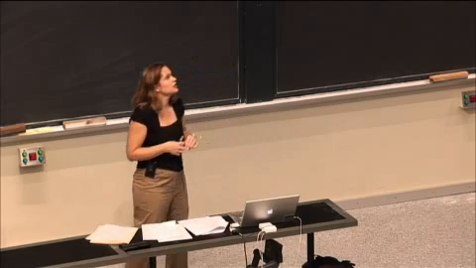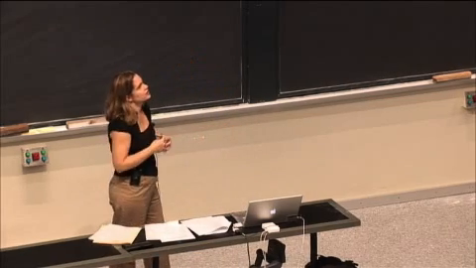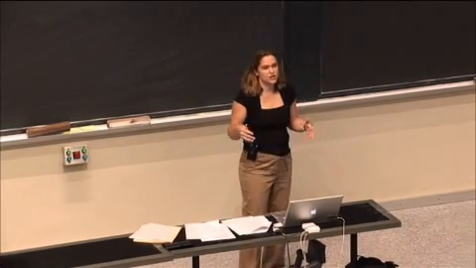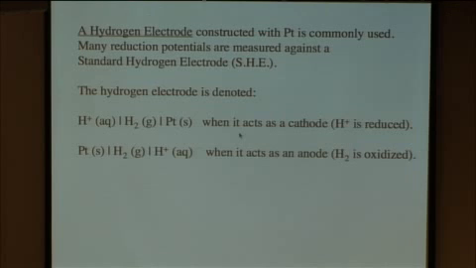Another example of an electrode is a hydrogen electrode. And this is very common. In fact, most potentials, standard reduction potentials, or as they're also known, oxidation reduction potentials, are measured against a standard hydrogen electrode. And it'll be abbreviated SHE. And so if you see that was measured against SHE, you will now know what that means. So that's a standard hydrogen electrode.